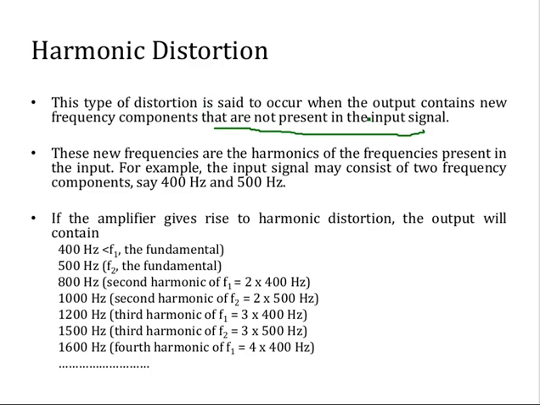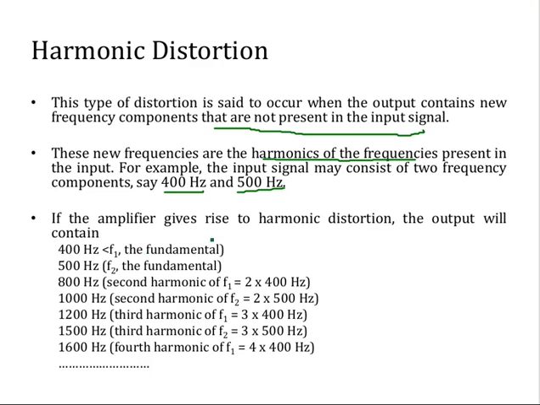But here you see the output will contain new frequency components which are not present in the input signal. These new frequencies are the harmonics of the frequencies present in the input. What do you mean by harmonics? If you take an example, if the input signal consists of two frequency components, just as an example, 400 Hz and 500 Hz. These are the frequency components in the input signal.